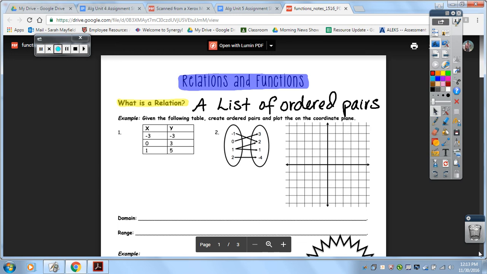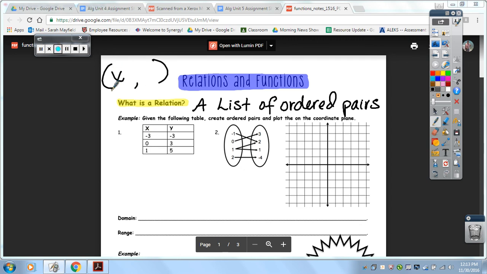So it says, example: given the following table, create ordered pairs and plot them on the coordinate plane. So if I look at this first example, I have a table, my x values and my y values. X usually comes first, but I also labeled it just so you know. In an ordered pair, X always comes first and then Y. So if I take this first cell and turn it into an ordered pair, I have (-3, -3).